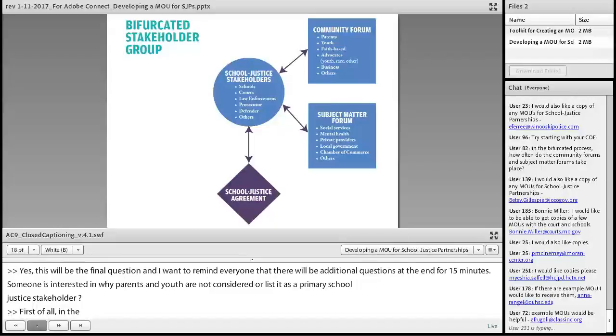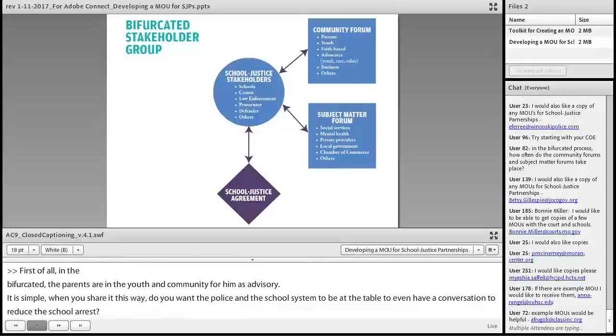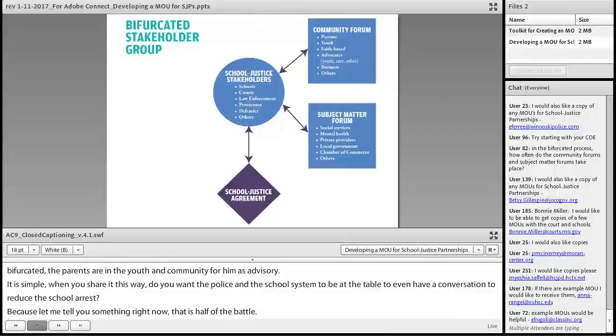Do you want the police and the school system to be at the table to even have the conversation to reduce school arrest? Because let me tell you something right now, that's half the battle. Half the battle is getting them to the table. I realized early on that, look, I'm going to tell you something right now.